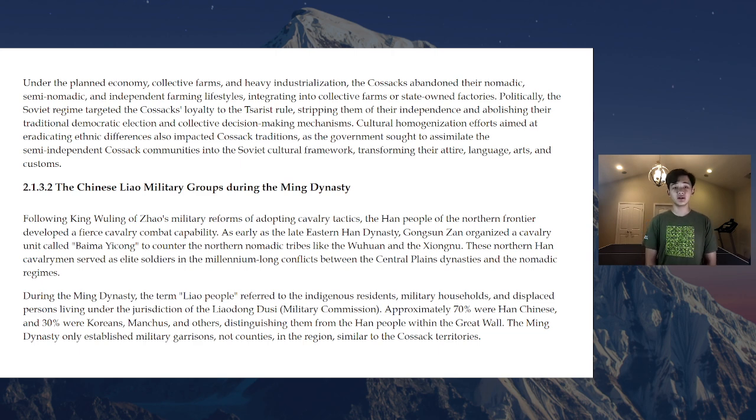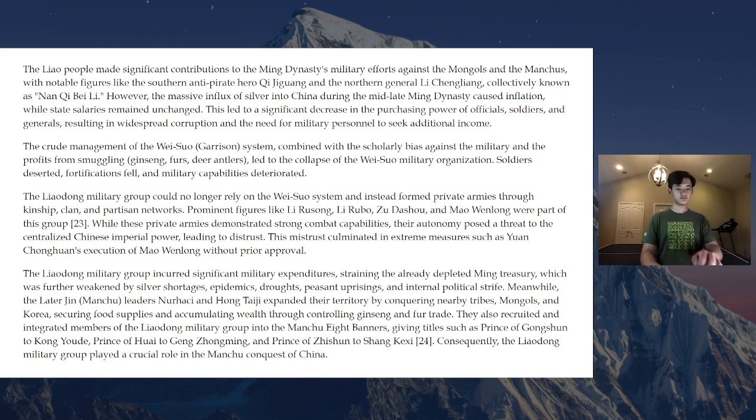In the Ming Dynasty, the term Liao people referred to the indigenous residents, military households, and displaced people living under the jurisdiction of the Liaodong Dusi military commission. Approximately 70% were Han Chinese and 30% were Korean, Manchus, and others. The Liao people made significant contributions to the Ming Dynasty's military efforts against the Mongols and the Manchus, with notable figures like the southern anti-pirate hero Qi Jiguang and the northern general Li Chengliang, collectively known as Danqi Beili.